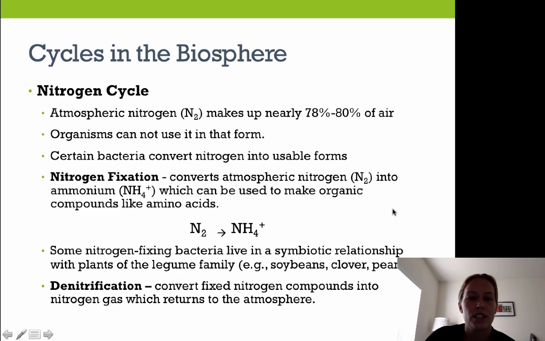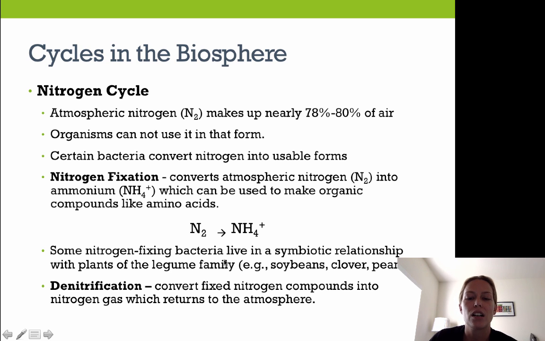Our next cycle is the nitrogen cycle, and atmospheric nitrogen makes up nearly 80% of the air. So the air that we breathe in is not primarily oxygen, it's actually primarily nitrogen. And unfortunately, organisms can't use atmospheric nitrogen. So what ends up happening is we have certain bacteria called nitrogen fixing bacteria that are able to convert atmospheric nitrogen into ammonium, which can be used to make organic compounds like amino acids. So these nitrogen fixing bacteria take atmospheric nitrogen, N2, and convert it into a substance that organisms can use.